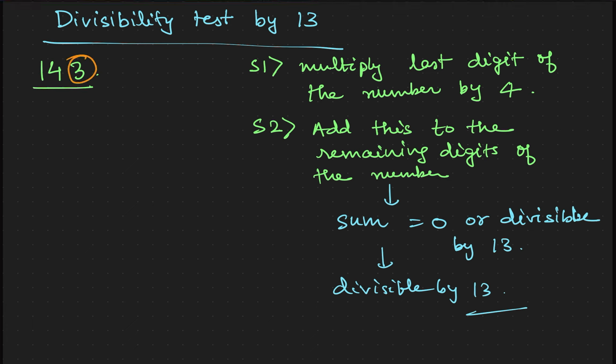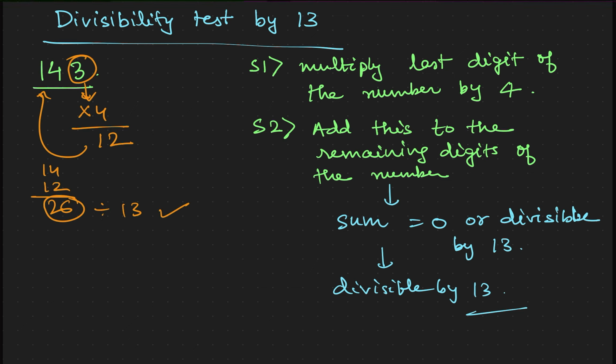Here the last digit is 3. We will multiply 3 by 4. We will get 12. If we add 12 to 14, we will get 26, and we know that 26 is divisible by 13. So our number 143 is also divisible by 13.